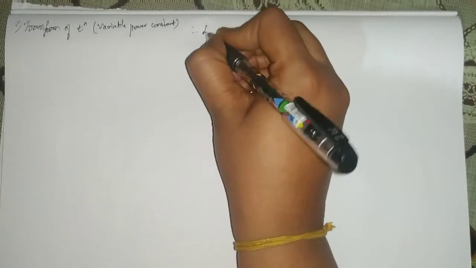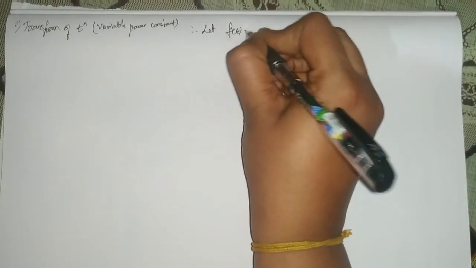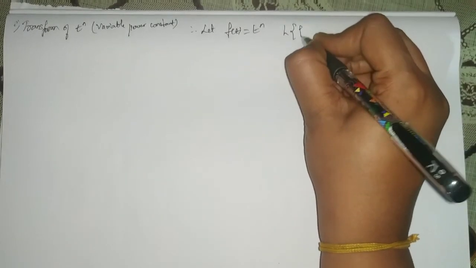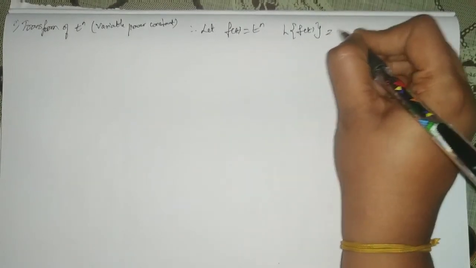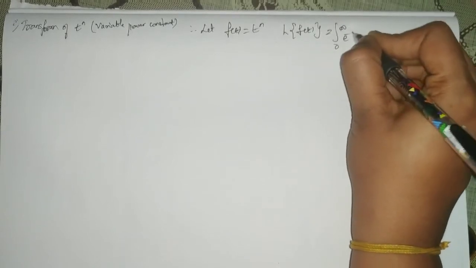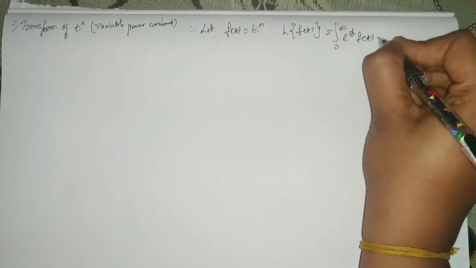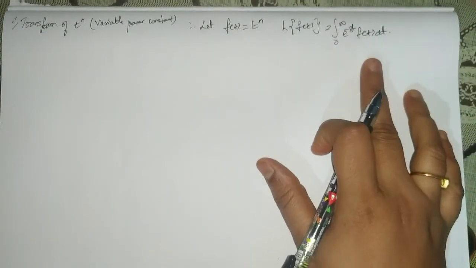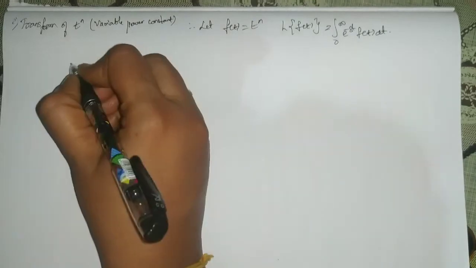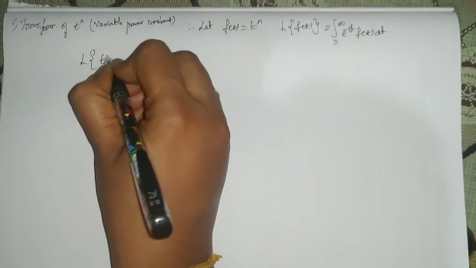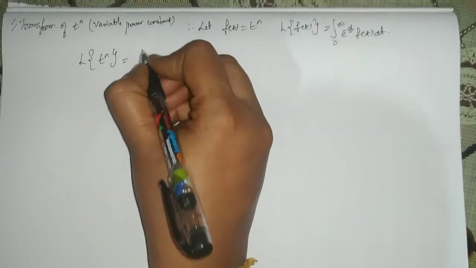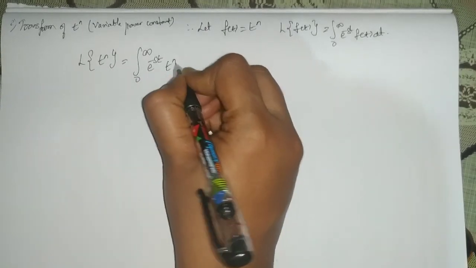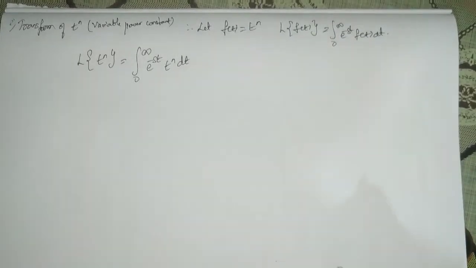So for this, again, let the function be t to the power n. So we have the Laplace transform, integral 0 to infinity e power minus st f of t into dt. So we need to carefully substitute in this formula. So Laplace transform of t power n is equal to integral 0 to infinity e power minus st t to the power n into dt.